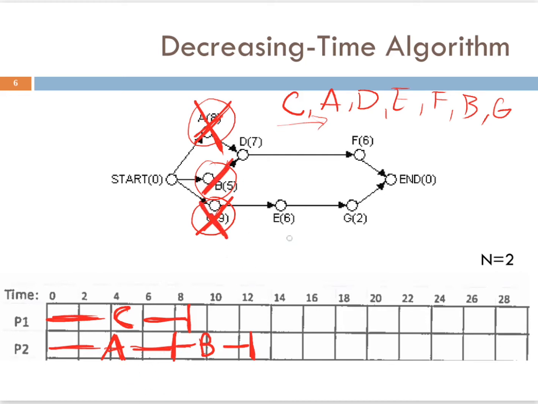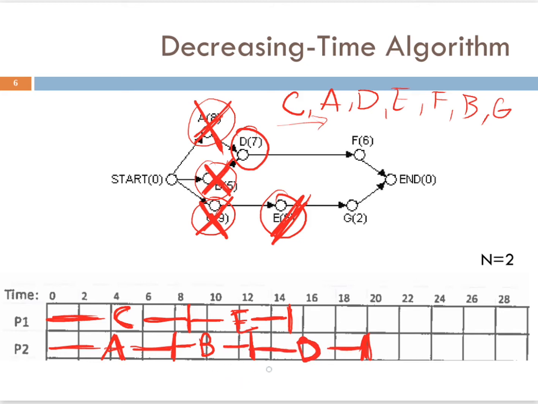We finish C, we can circle E. Now we can start working on E. E is 6 units long. All right, and then we move along and we finish B. Now we can circle D and start working on D, which is 7 units long. So let's write D right here.